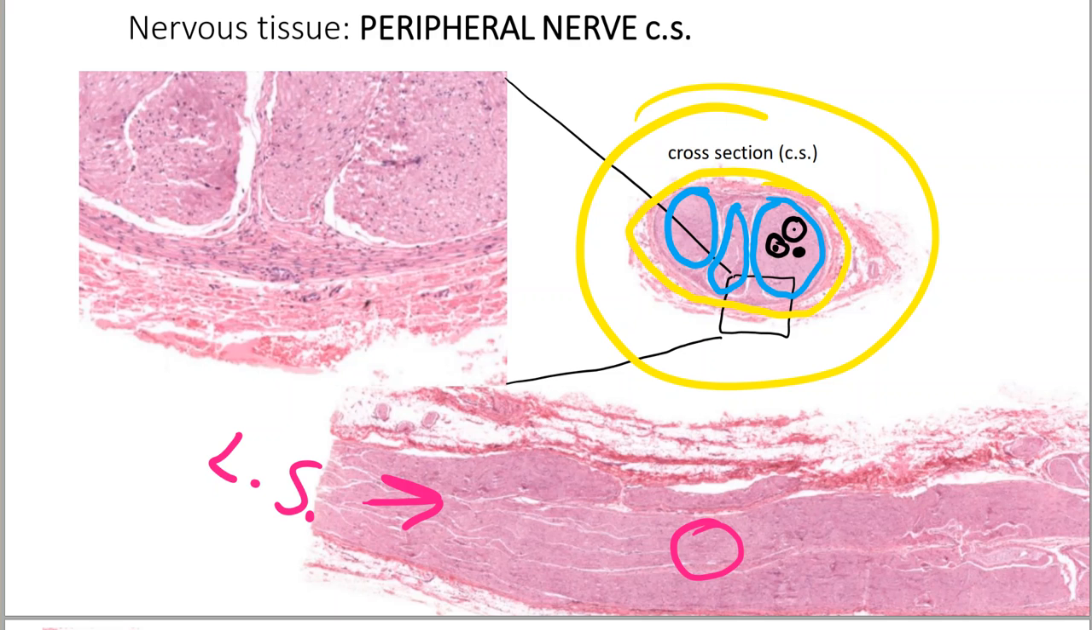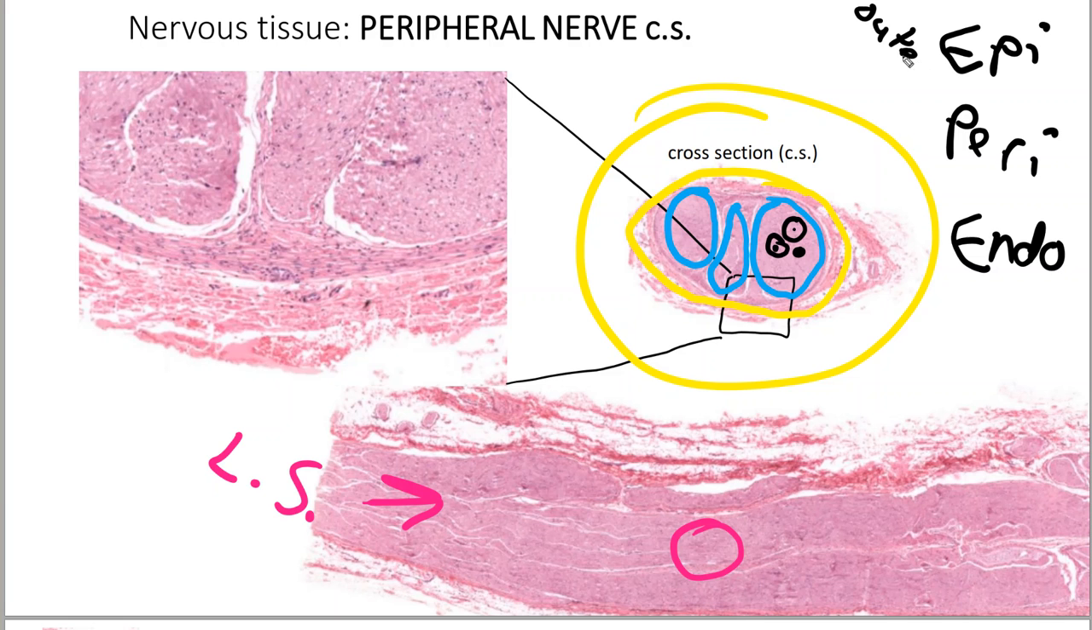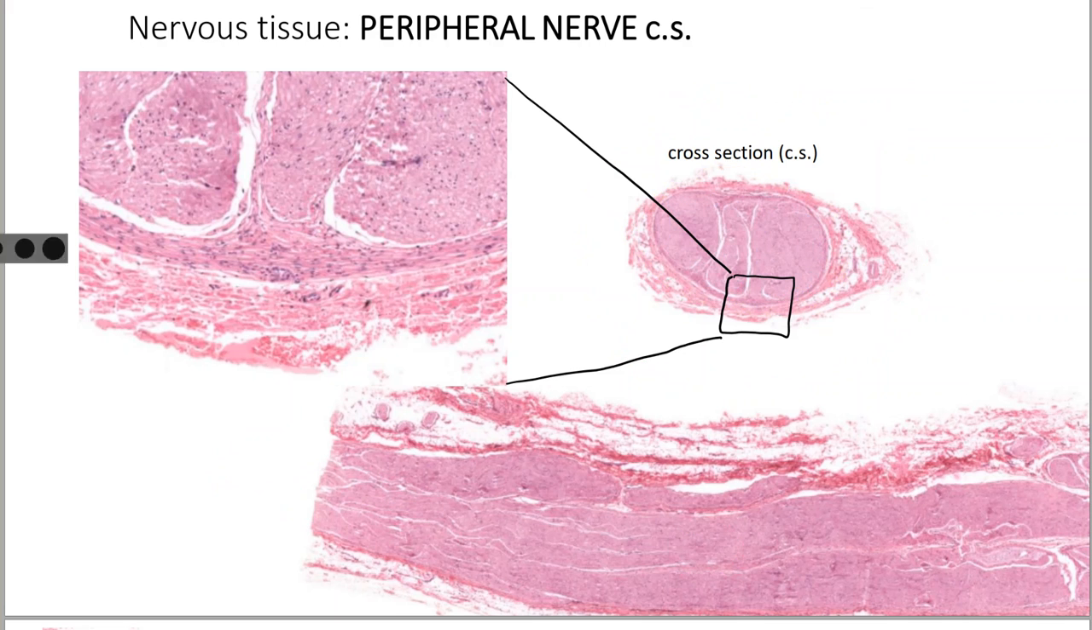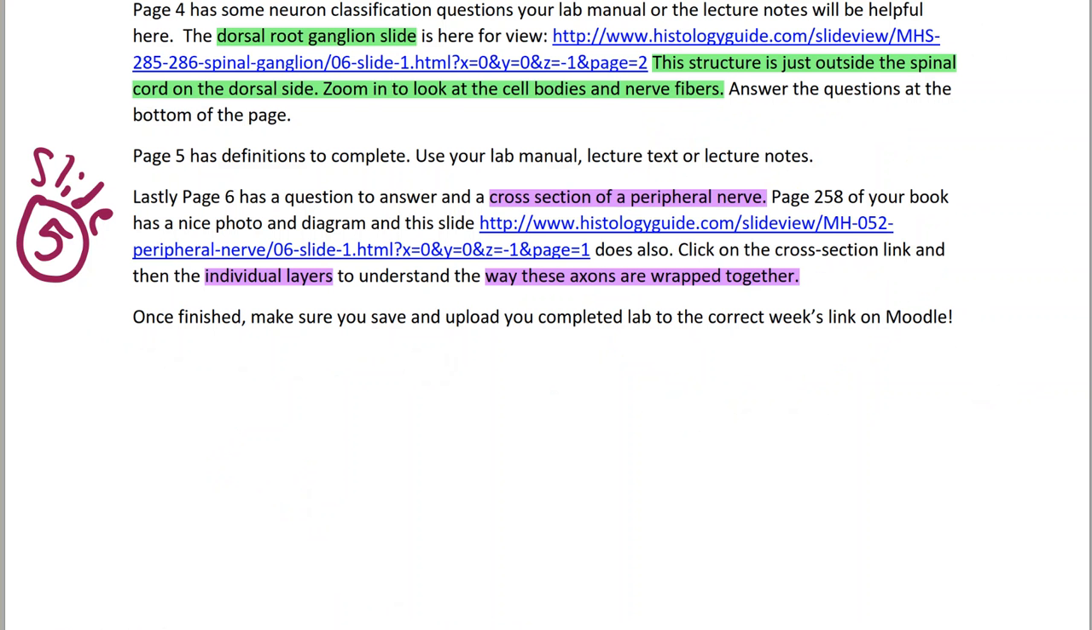And so we're going to see layer names for all of these layers. It goes epi on the outside, peri around the fascicles, endo around the individual axons. So epi is outer, peri is around the fascicles, and then endo is around the axons themselves. And so here, that was the cross section of a peripheral nerve.